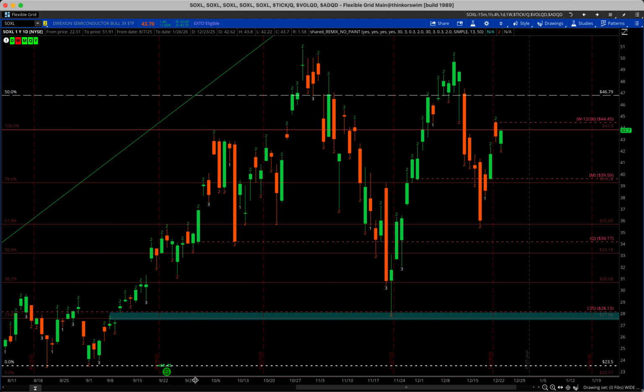Right, if we go to the day chart, we can see resistance, resistance, a little bit of support here, resistance, resistance, resistance, support, resistance. So watch for that 46.79 to be a major level of resistance there if we do get that push up and turn the week green.